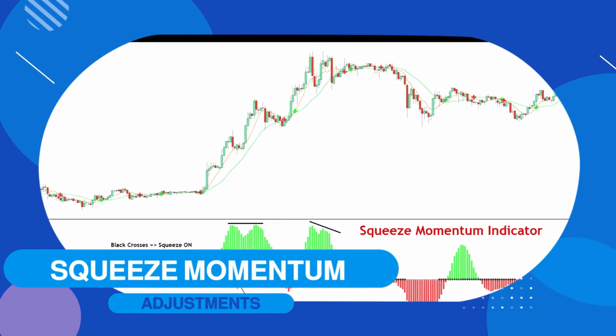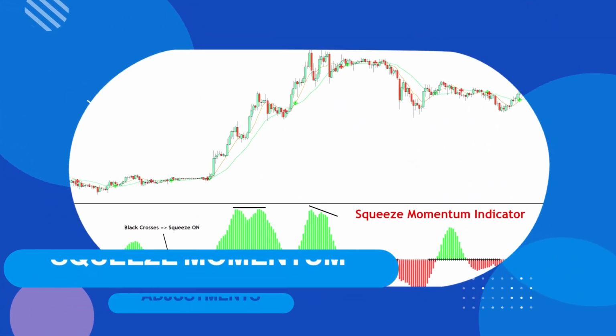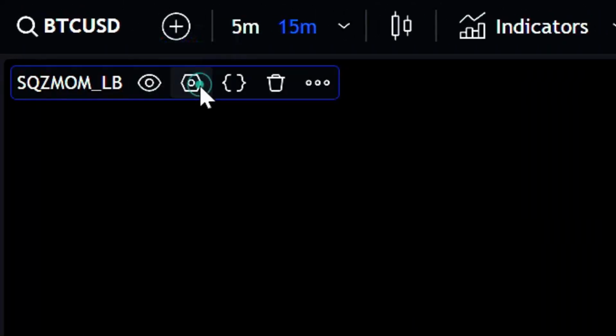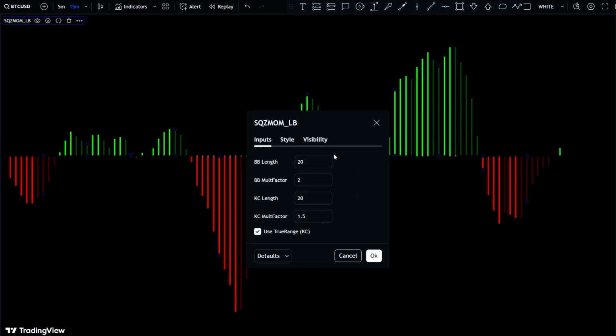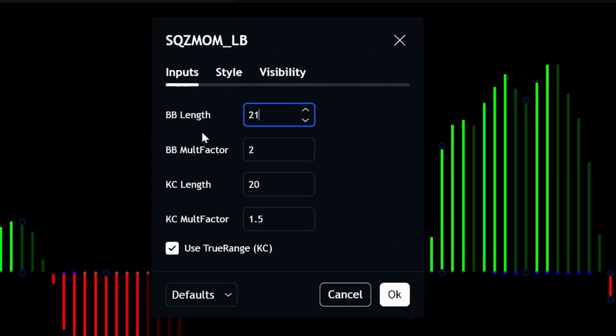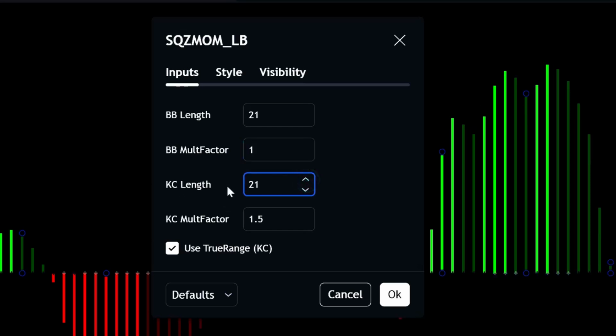But before we dive into using it, we'll need to make a few minor adjustments to fine-tune the indicator for our strategy. First, navigate to the settings window and click the input section. Here, we'll tweak a few parameters. We'll change the BB length to 21 and set the BB multiplier to 1. Then, we'll adjust the KC length to 21 and the KC multiplier to 1.5. These changes will optimize the squeeze momentum indicator for our strategy.